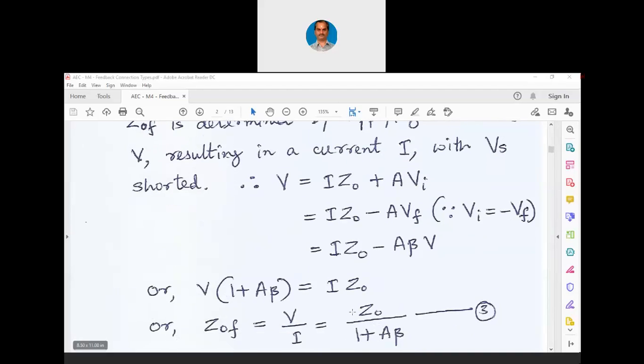So you can understand, in case of voltage series feedback amplifier, input impedance gets increased by a factor of 1 plus A beta and output impedance gets reduced by a factor of 1 plus A beta. Okay, let me proceed.